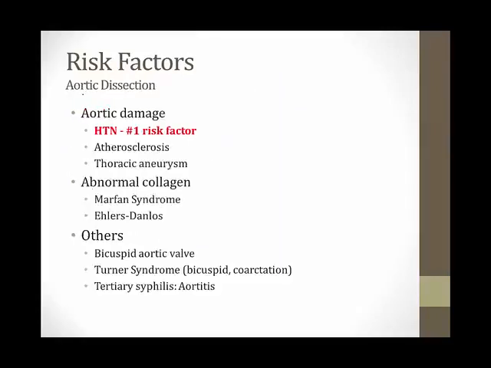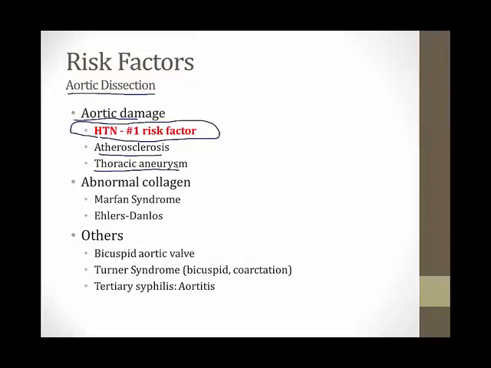So now that we've gone through all that, it's very easy to understand the risk factors for aortic dissection. The first one is something that damages the aorta. Hypertension is the most common and number one risk factor for aortic dissection. That's because it puts tension on the aorta and it can limit the blood supply to that very important medial layer. In addition, atherosclerosis can predispose to aortic dissection, and so can the presence of a thoracic aneurysm, which we'll talk about in the next few slides.